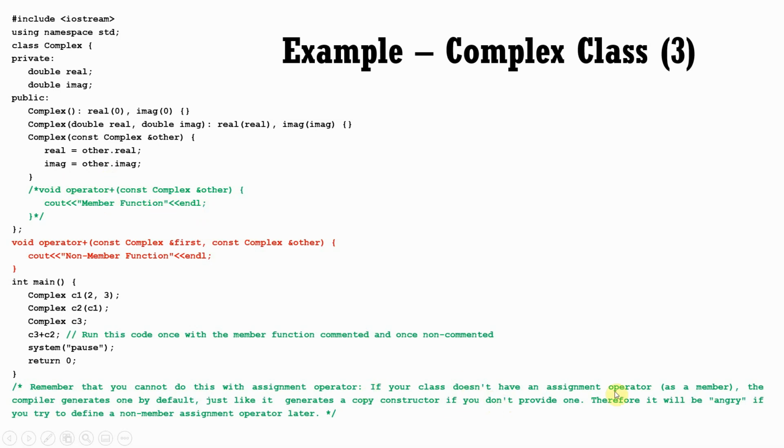If your class doesn't have an assignment operator as a member, the compiler generates one by default, just like it generates a copy constructor, a destructor, and a default constructor if you don't have one. Therefore, it will be angry if you try to define a non-member assignment operator later.